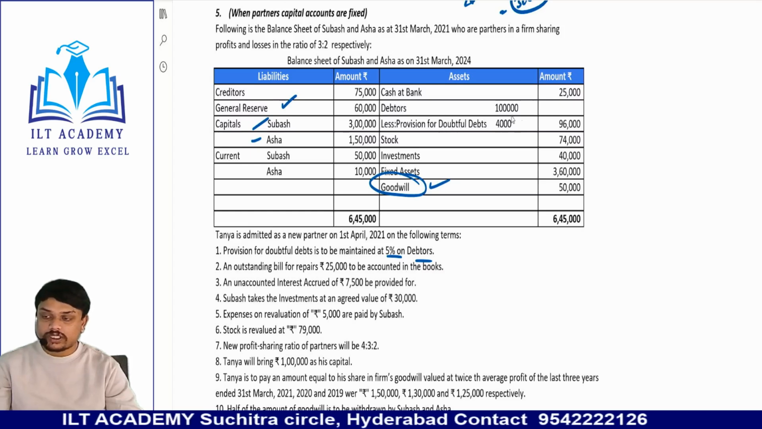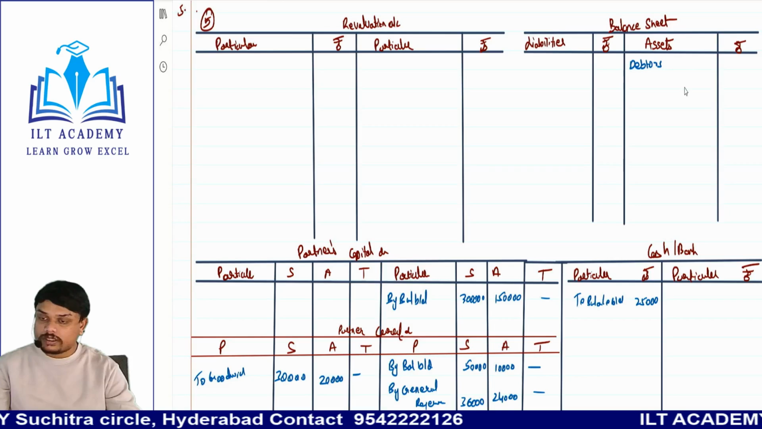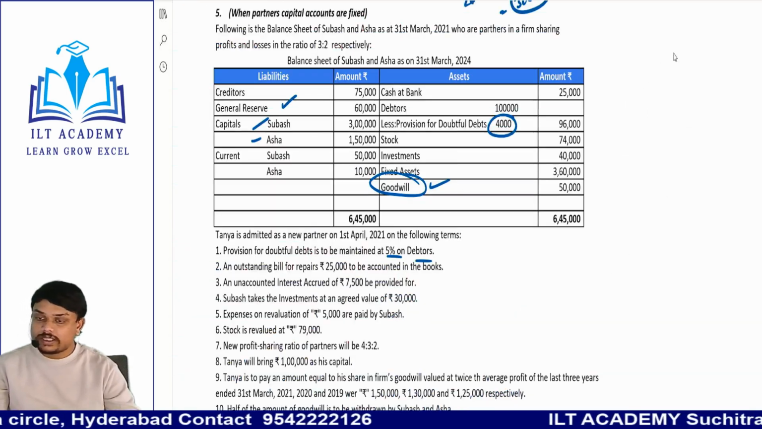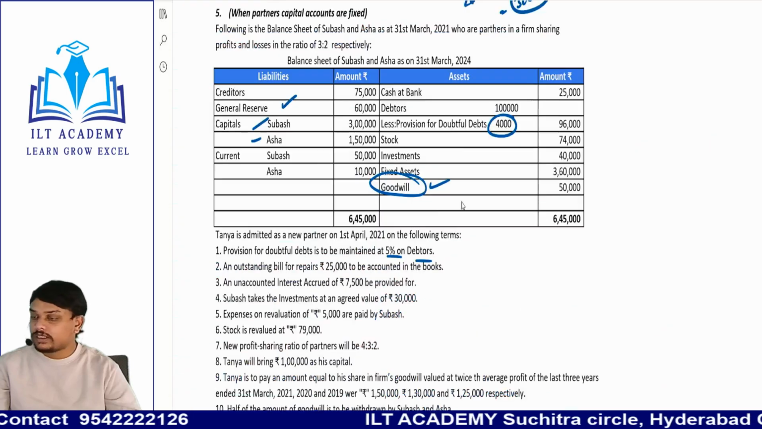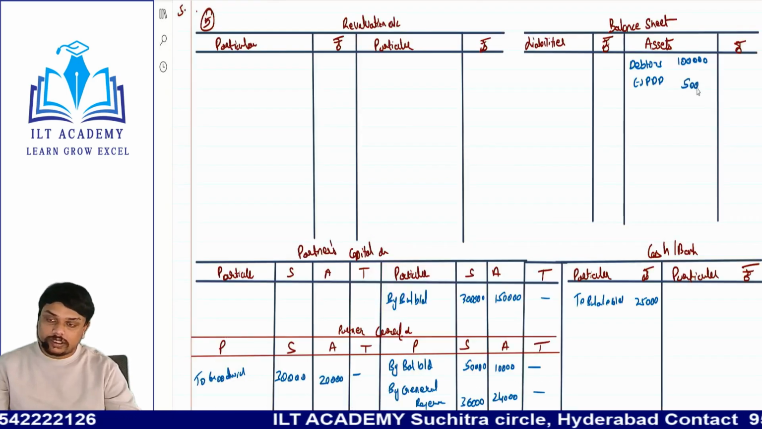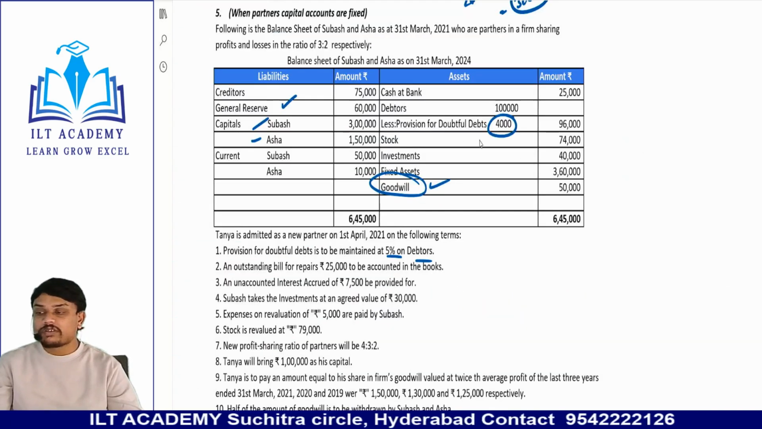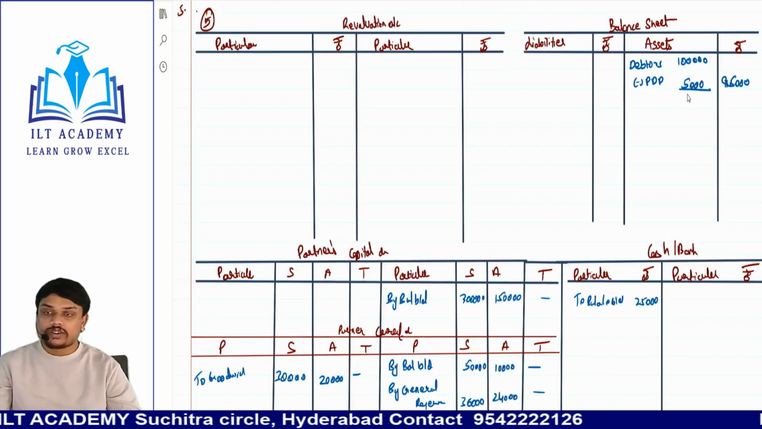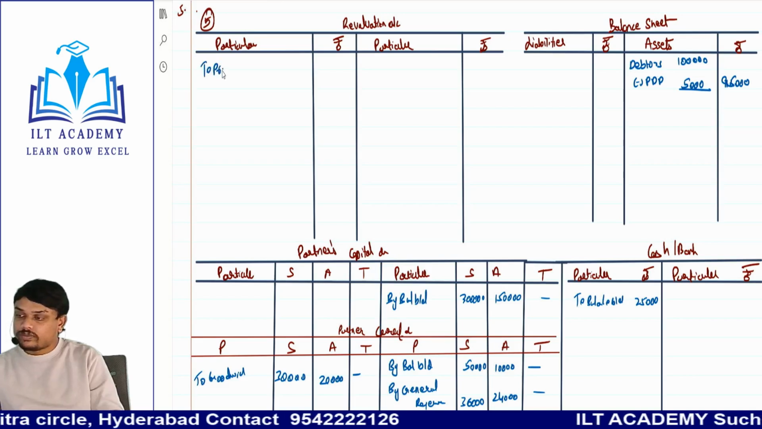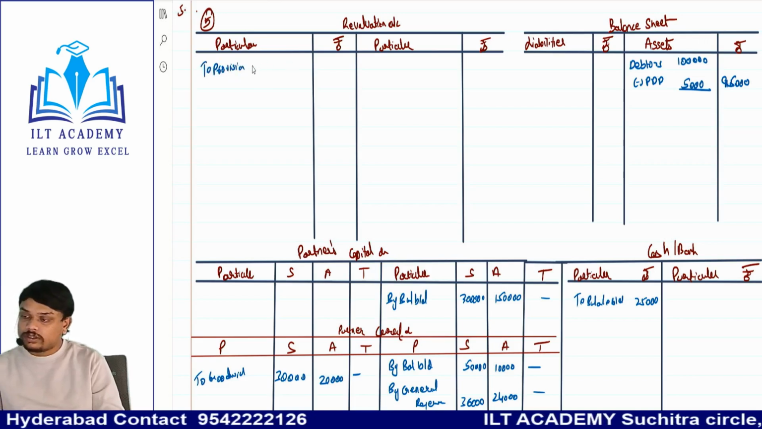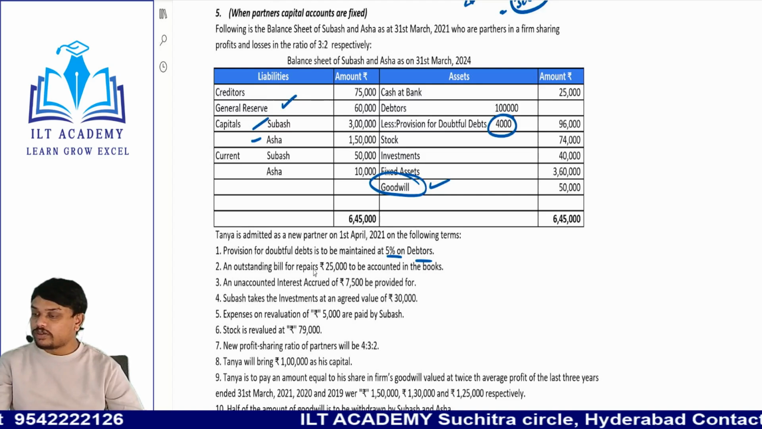Debtors is 1 lakh and provision is already we are having 4,000. Okay, no problem. Debtors is 1 lakh minus doubtful 5%, 5,000, 95,000. And if you observe the previous provision as 4,000 and current provision is how much? 5,000. So 1,000 is additional provision. You can mention provision for doubtful debts, not an issue.